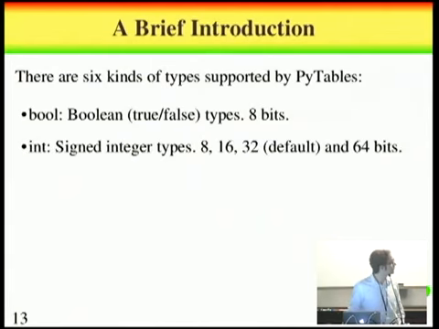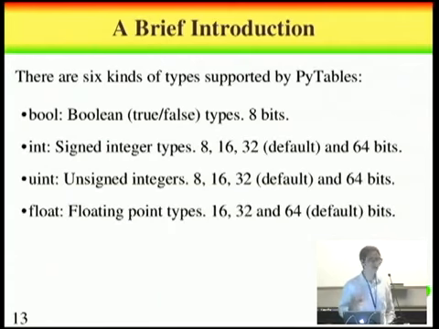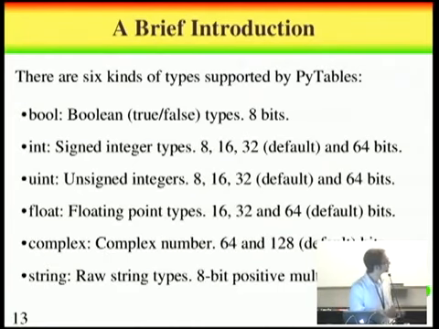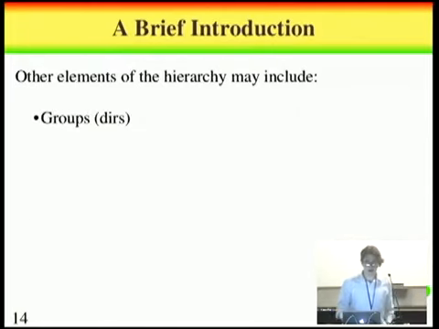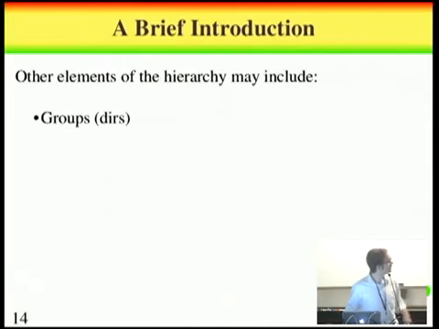There's a variety of integer types, the 32-bit being the default. There's unsigned integers, 32 again being the default. Float, 64 being the default. This is similar to Python and NumPy, etc. Complex data, and strings. There's a couple of other data types as well. There's a date-time data type and an enum type that we won't cover in too much detail here, but they do exist. So that's basically what your data sets are. Here's what they're composed of.